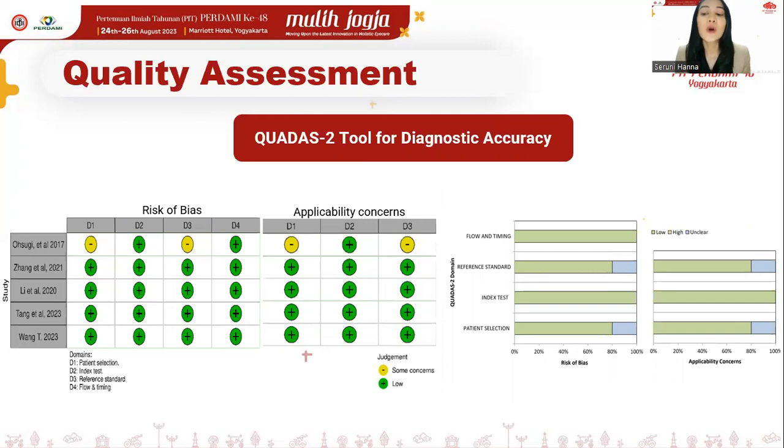Overall, the studies showed low risk of bias in the 4 domains. Only one study has unclear risk of bias and applicability concern in the first and third domain, resulting from no definition or diagnostic criteria of retinal detachment features.